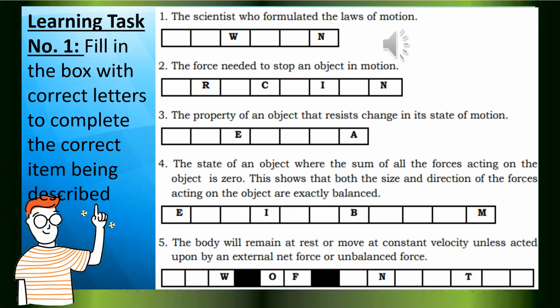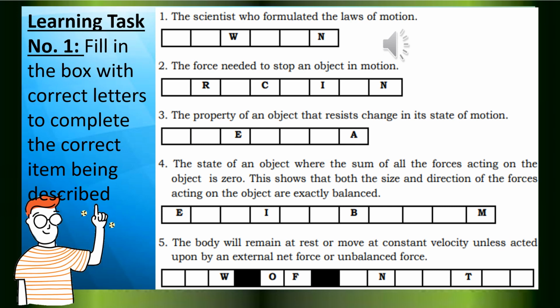Learning Task Number 1. Fill in the box with correct letters to complete the correct item being described. Number 1. The scientist who formulated the laws of motion. What is the correct answer? The answer is Newton. Number 2. The force needed to stop an object in motion. What is the correct answer? The answer is friction.